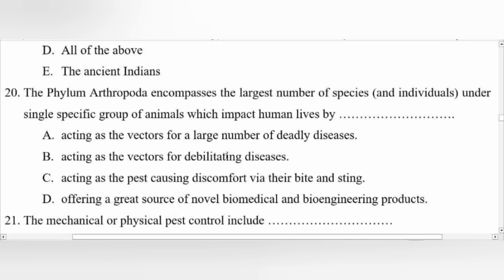Then B, acting as the vectors for debilitating diseases. Yes, they can. Arthropods can act as vectors for debilitating diseases. They can act as the pest causing discomfort through their bite and sting. Yes, this one too is a correct option that can help us complete the sentence.